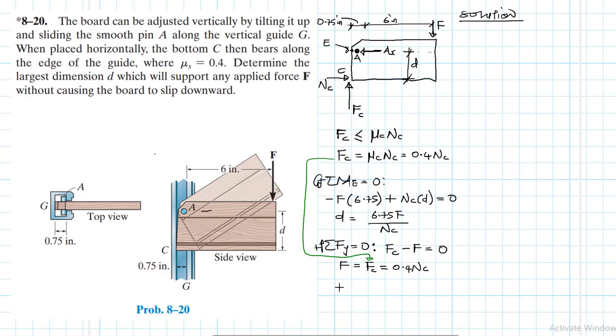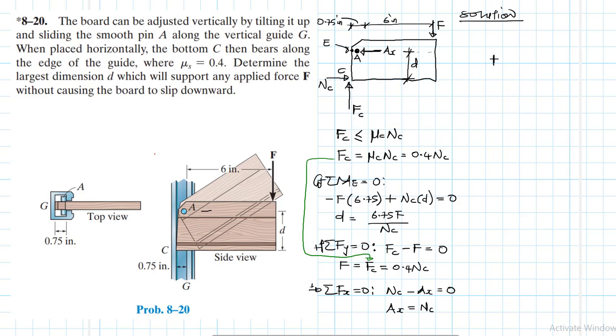Even if we are not going to use the summation of forces in the x direction, let's still write it down for the sake of information. Summation of forces in the x direction equal to 0. We have NC minus AX equal to 0. Therefore, AX equal to NC. Great. So now let's get back to our work.